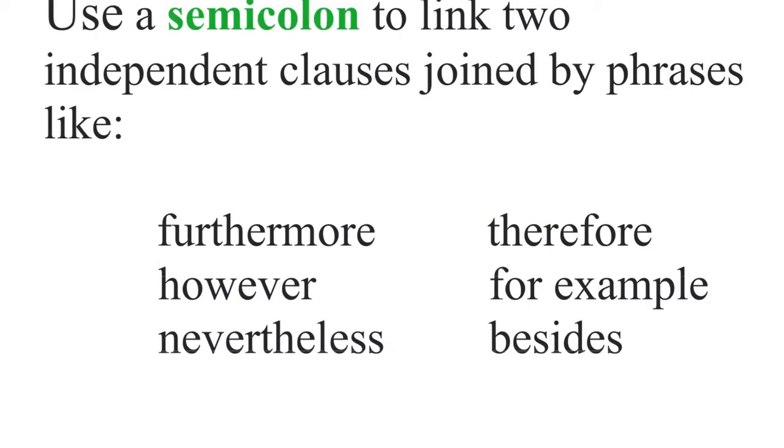Another thing you can use a semicolon for is to link two independent clauses joined by phrases like furthermore, however, nevertheless, therefore, for example, or besides. A lot of times you'll see people write a sentence and then use a comma and "however" like it's a conjunction, but "however" is not a conjunction. So you need a semicolon here to indicate that this is an independent clause, and this is an independent clause, and the semicolon is strong enough to separate two independent clauses.